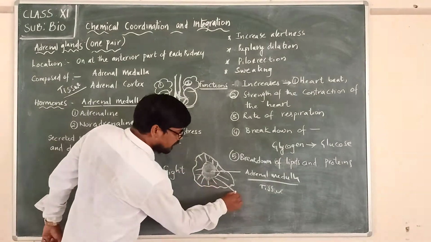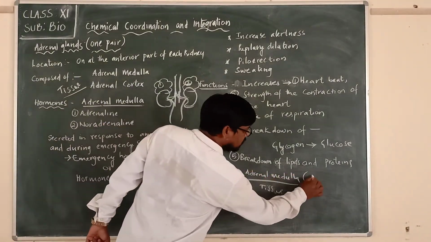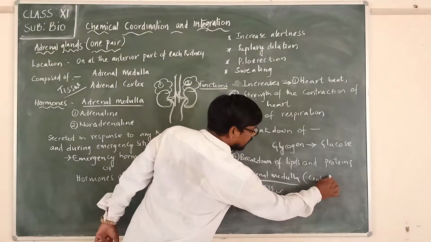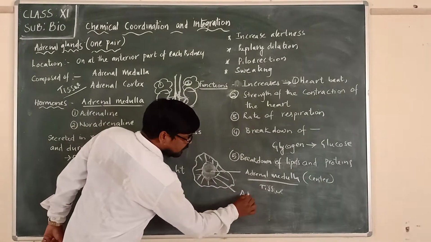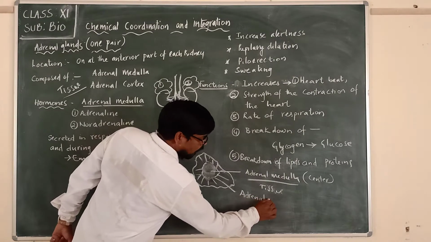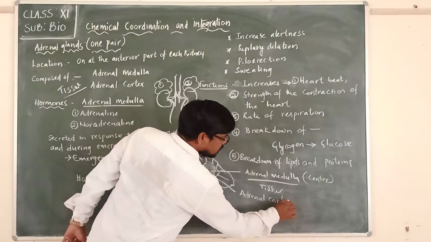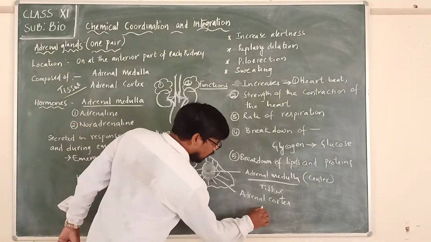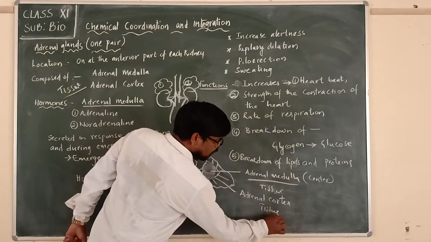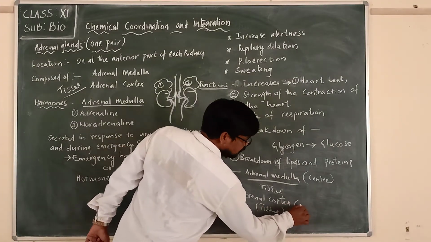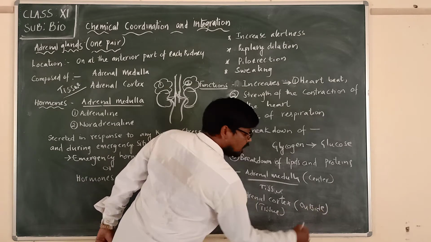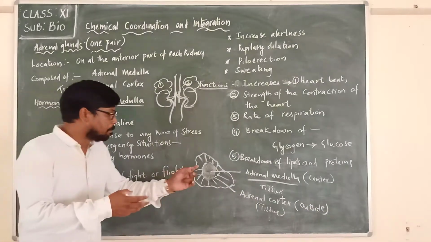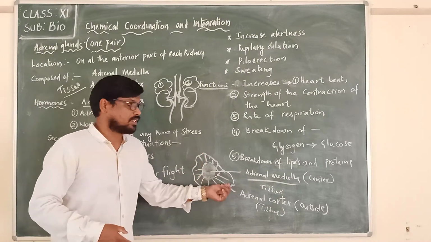And towards the periphery, towards the outside, there is another region called the adrenal cortex. This is also a type of tissue, and it is present towards the outside, towards the margins, towards the sides.